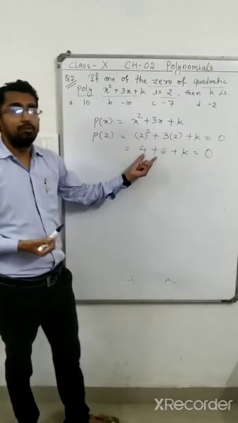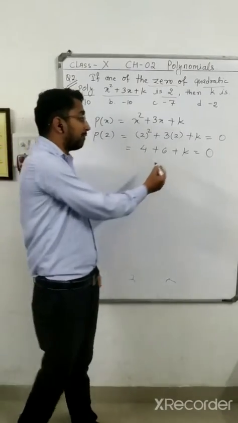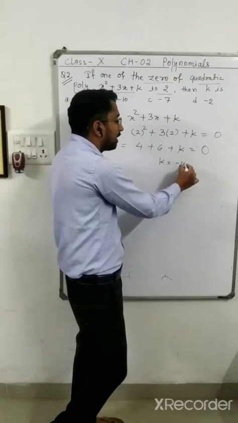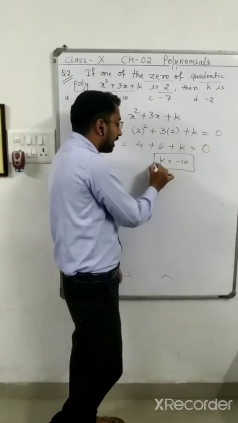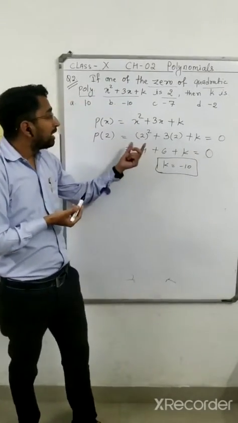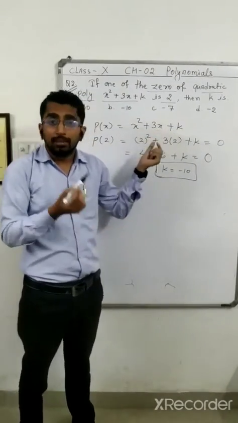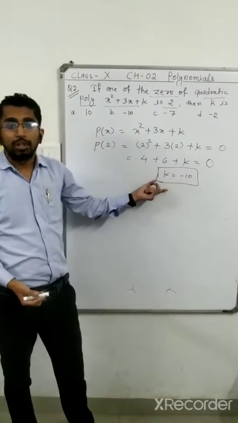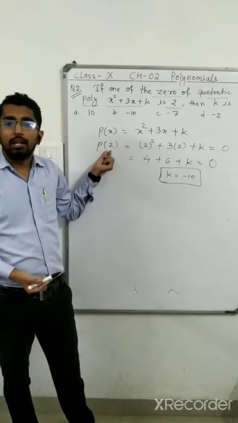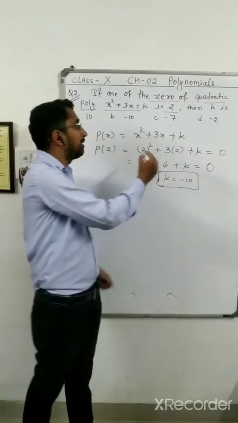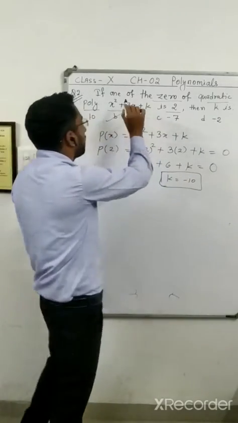So 6 plus 4 is 10. When I transpose to that side, I will be left with k equals to minus 10. So we can understand that if we have one of the zeros given and there is some constant missing in your polynomial, you can find its value by substituting the particular value, the zero, in place of the variable. So your correct answer is minus 10, option B.